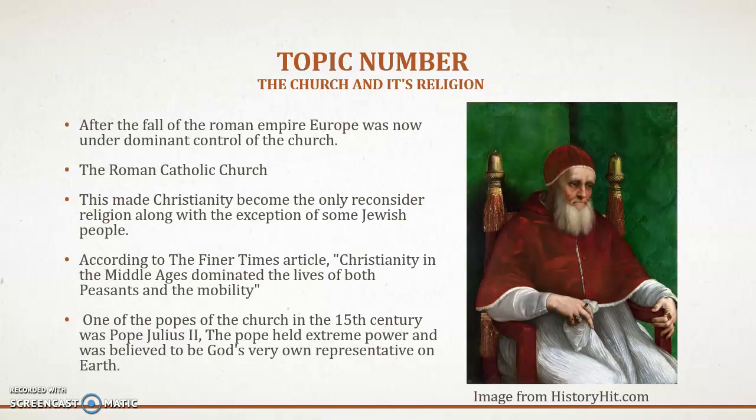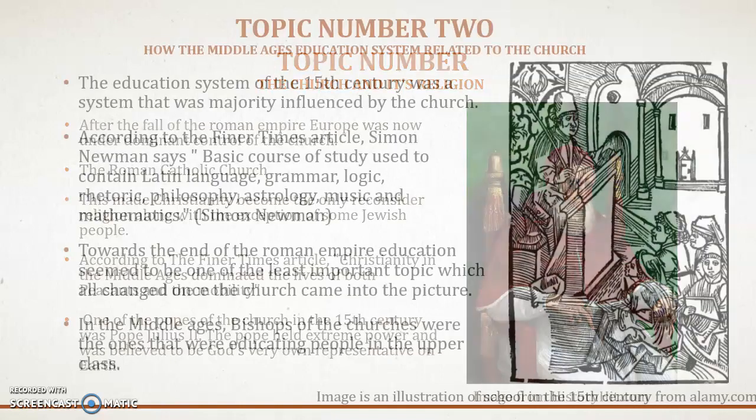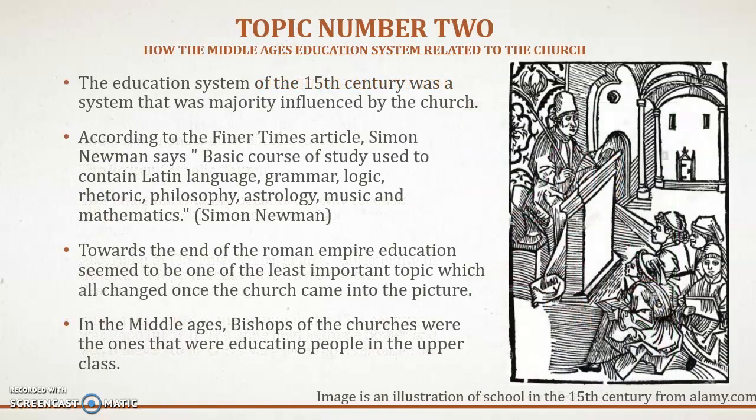So, kind of like how we see pastors nowadays. I believe that's how it would be. So, that is Pope Julius II over to the right. And I got that image from historyhit.com. And it's actually interesting. If you go on that website to look up the popes of the 15th century, you can see all of them named right there. But as I said, I decided to put him on there because I saw his name multiple times in my research.